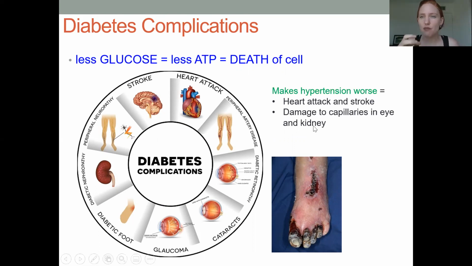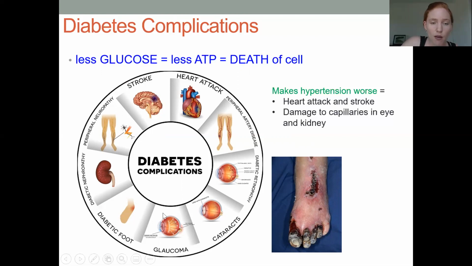And so that can make them stiff. And when they're stiff, that can make high blood pressure, also known as hypertension, much worse. And so that can lead to things like heart attacks and strokes. You can also damage the capillaries in the eyes if you have too high a blood pressure. You can also damage the capillaries in the nephrons, which are in the kidneys. So you can have renal problems there.